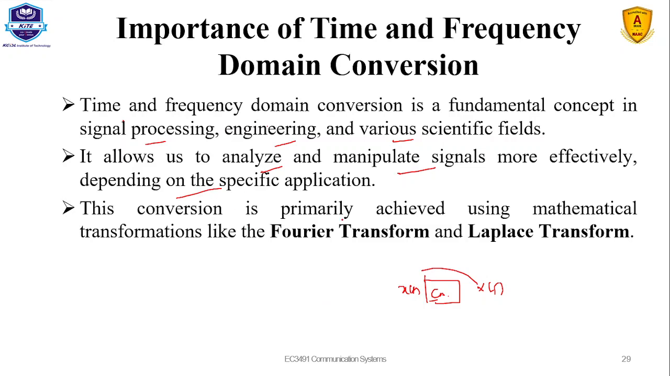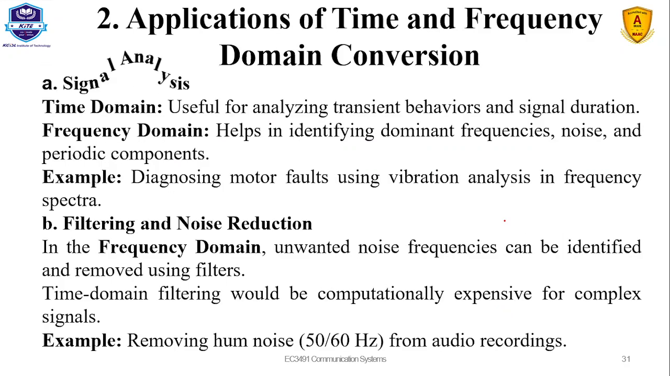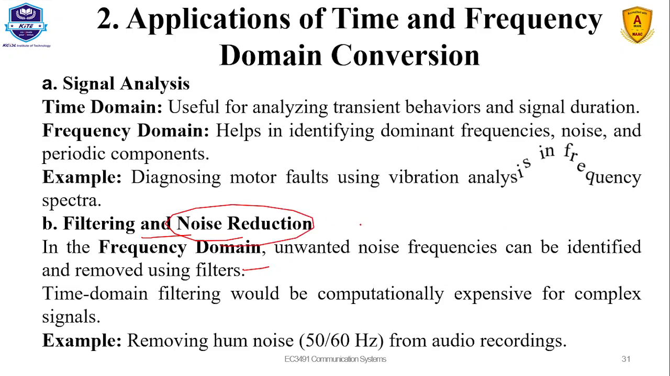So depending on the application level, it differs. This can be achieved only by transformations like Fourier and Laplace. All these we have seen now. Why is filtering of a signal very important? As I said, noise reduction can be done, and by means of filtering, we can avoid the unwanted noises.